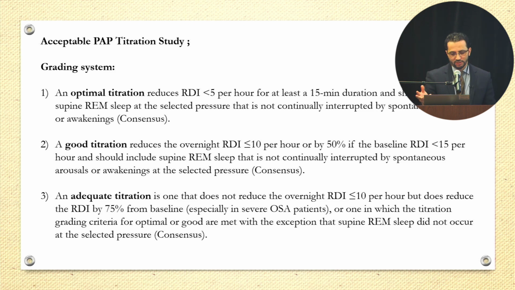The other criteria to call it an adequate titration: if you meet the criteria from 1 or 2, reducing RDI to less than 5 or less than 10, but you don't have the REM sleep. So you eliminated those events only in non-REM sleep or in a lateral position, you still call this adequate.